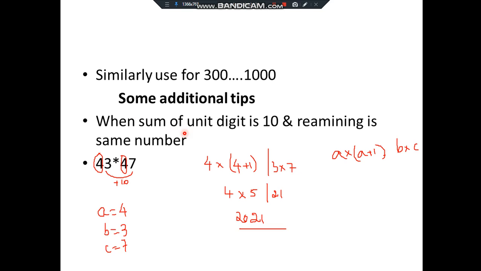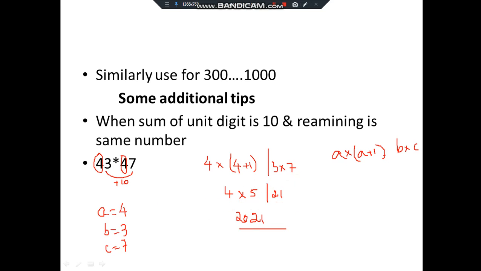When the sum of the unit digits is 10, see in this example, 43 into 47, 3 plus 7 is 10. And the remaining is the same number, which means the 10's place is 4 and 4, which is the same number. In that case, you can use this trick. The same number 4 into the next number of 4, which is 5, right? So 4 into 5, which is 20, and on the other side multiply 3 into 7, which is 21. So attaching both, you get 2021.